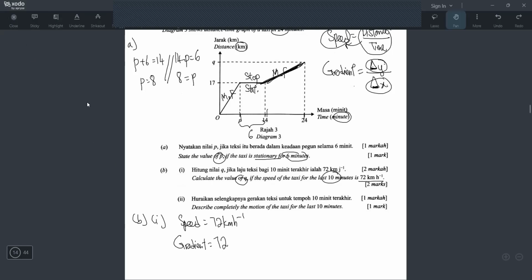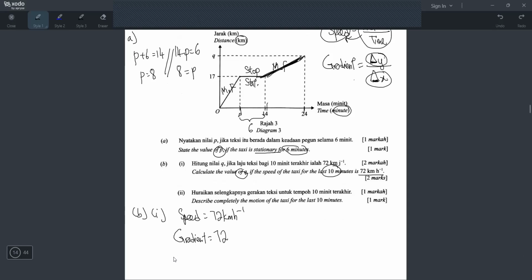So how to find the gradient? You will use the gradient formula, which is y minus y divided by x minus x, right? But you need two coordinates. So since I'm finding for this line, I definitely need two points along this line. So the first point here I can see is 24, Q. Okay, and then the next point is 14, 17. But actually it's wrong. Yeah, it's wrong if you do it like that. The reason why is because look carefully at the unit for the speed.